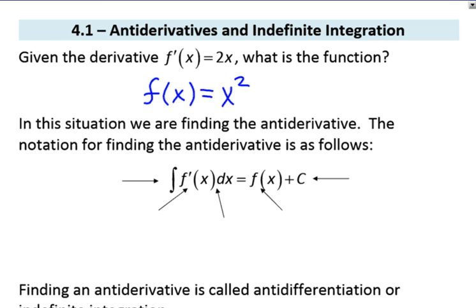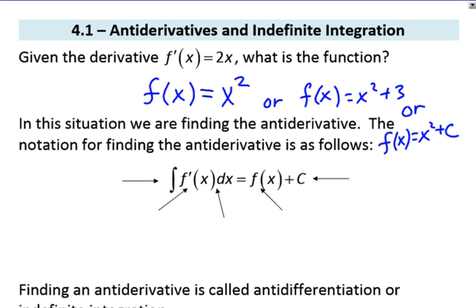But with antiderivatives, that is not necessarily the only answer, because you could have also had the function be x squared plus 3. If you took the derivative of x squared plus 3, that derivative is also 2x. So when you take an antiderivative, you have to consider that it could be plus or minus any constant. To take care of that, the way we write it is f of x is equal to x squared plus c, and we use a c for some constant. So the correct answer for the function whose derivative is 2x is really x squared plus any constant.